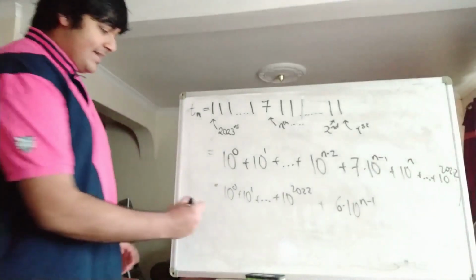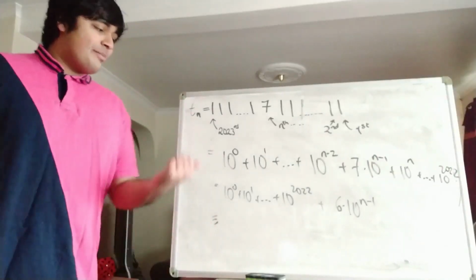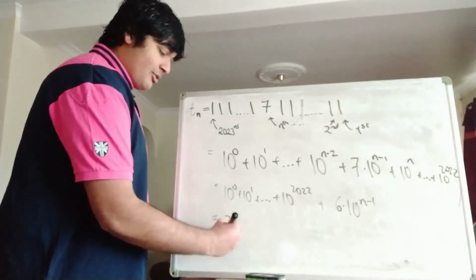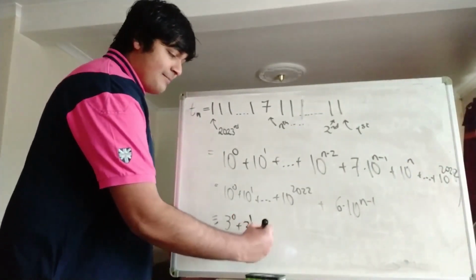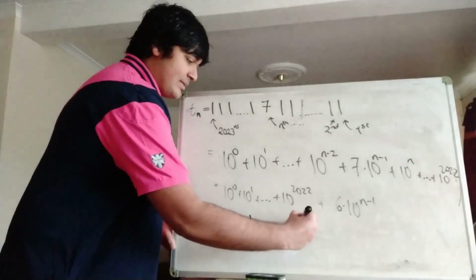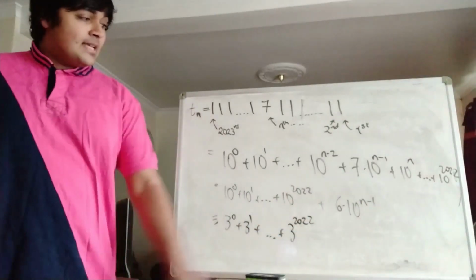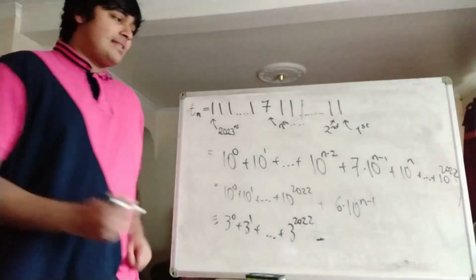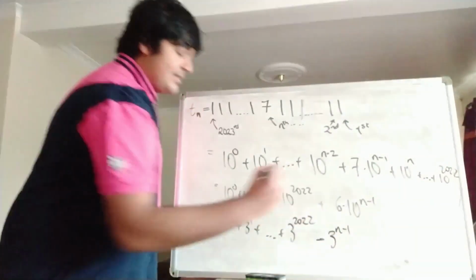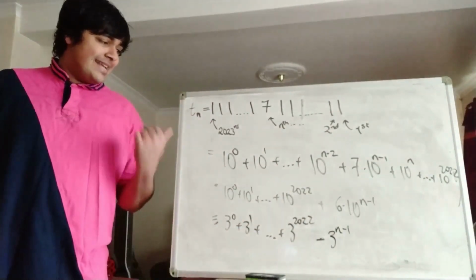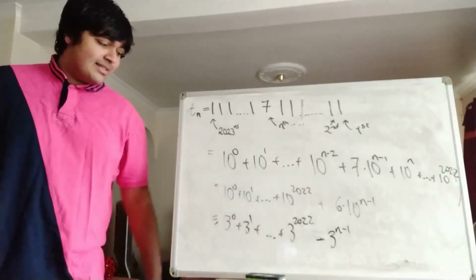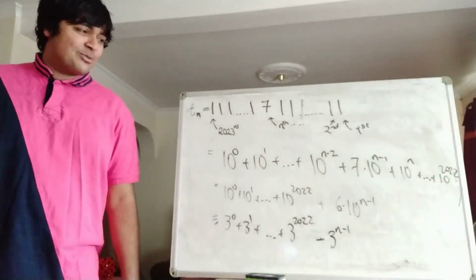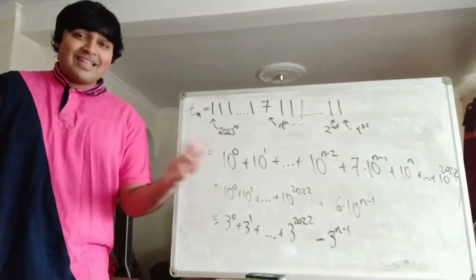So this right hand side here is just going to be congruent to, well, remember 10 is just 3 mod 7. So this is just equal to 3 to the 0, plus 3 to the 1, plus so on, all the way up to 3 to the 2022 mod 7. 6 is just minus 1 mod 7, so we can put a minus sign here, and then 10 to the n minus 1 is just 3 to the n minus 1, like so. So Tn is just congruent to this guy here, mod 7. I'm not going to bother writing out the mod 7s, because there's still a few more lines of algebra to go. Anyway, let me clear up the whiteboard, and we'll continue.